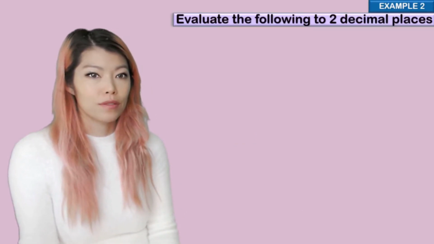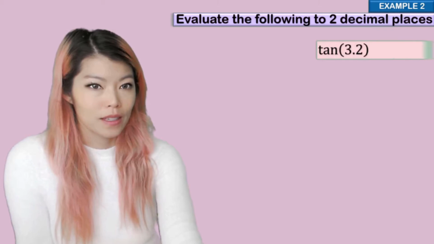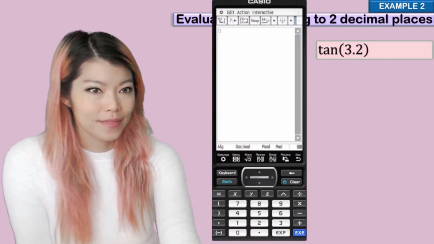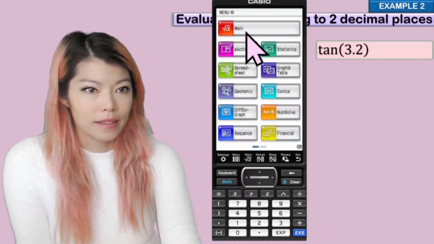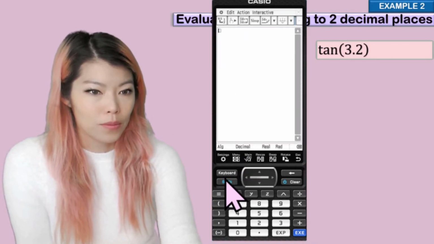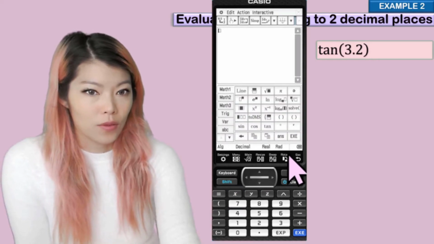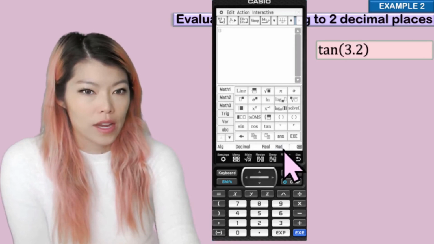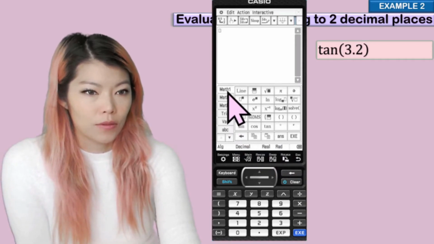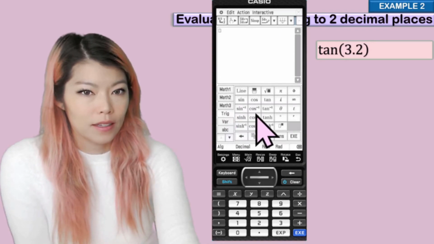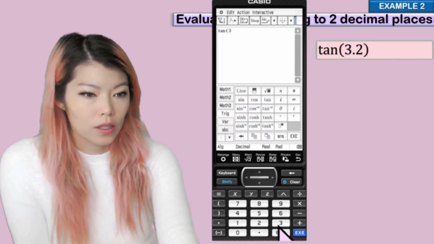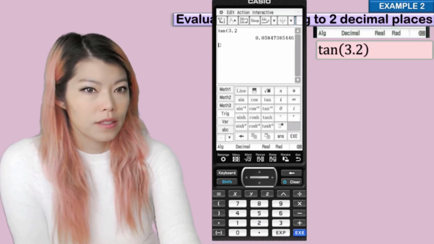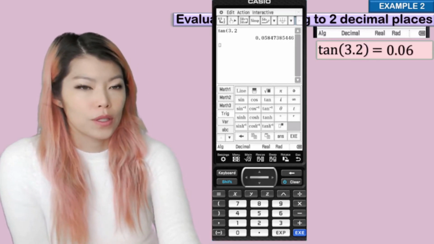Example 2, evaluate the following to 2 decimal places. So we're going to use our CAS calculator. So let me bring it up. So I'm just in main, and then tan of 3.2. So bring up the keyboard, and we have to make sure that we are in radians, and that's this section over here. Radian is RAD, R-A-D. Now we go to trigonometry, and we click on tan, put in the value we want, 3.2, enter, and we obtain 0.56. 0.06, sorry.